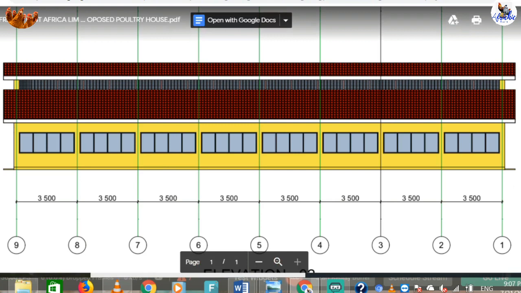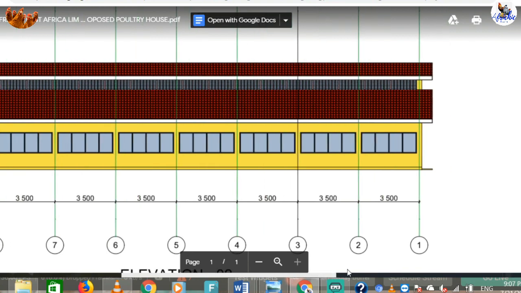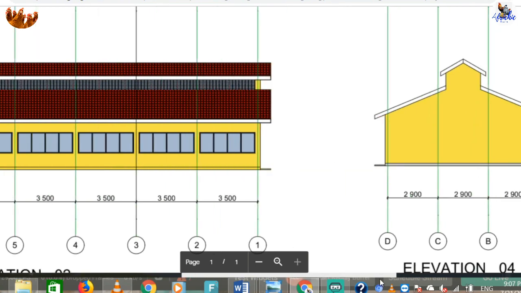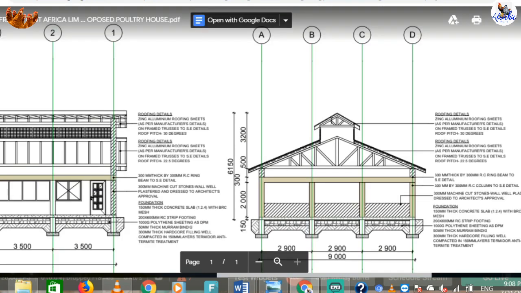So I think that is home and dry, and if you have any questions, feel free to drop them by and I will answer them for you. So this is the plan, just a clear look through it, how it looks like.